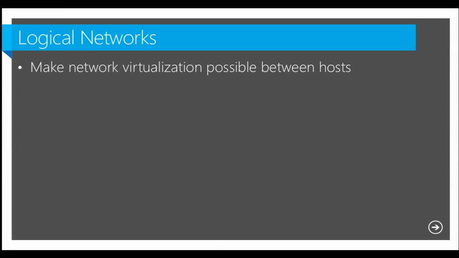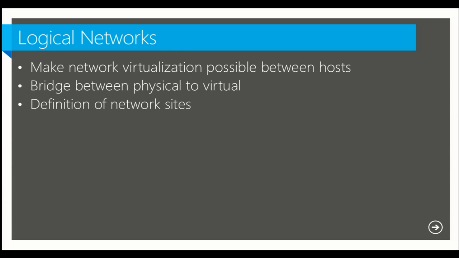So you've got logical networks. Logical networks are what make network virtualization possible between your hosts. It's your bridge from the physical to your virtual networking environment. And anytime you're setting up a logical network, you'll see a definition of network sites. That's where you're associating your hosts with your logical network. This is where you put in your VLANs, your IP subnets, your mappings of VLANs and their IP subnets.